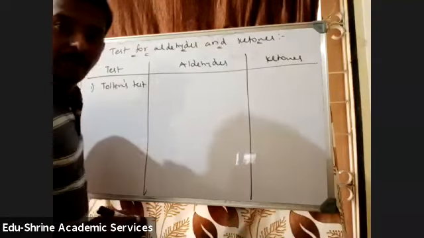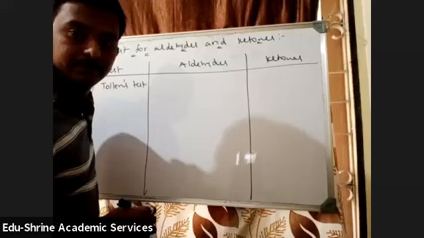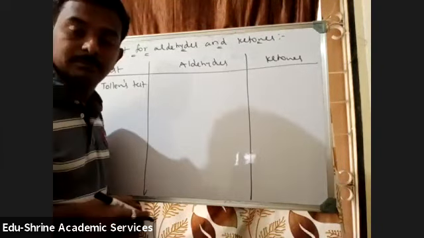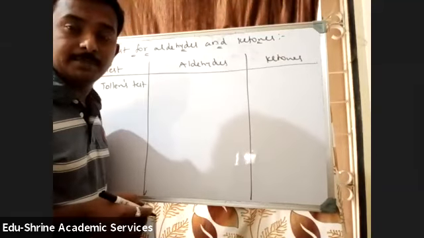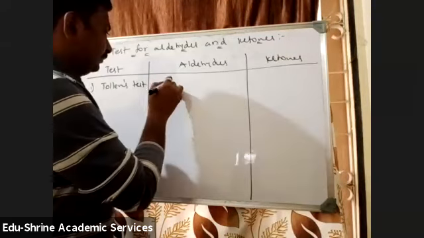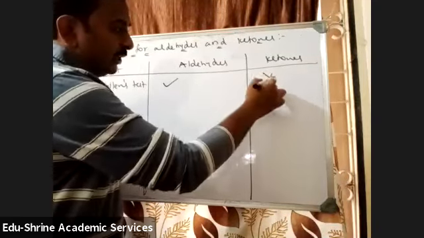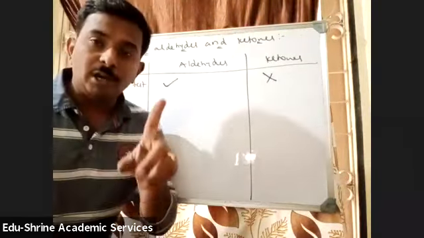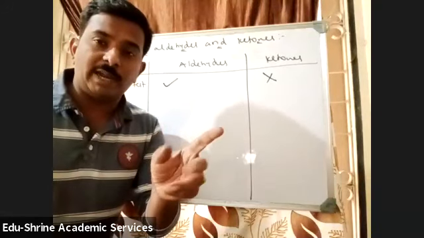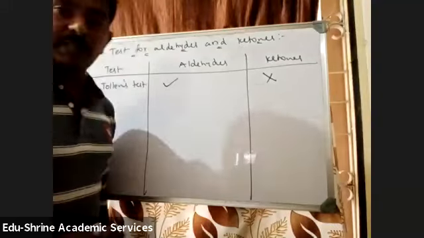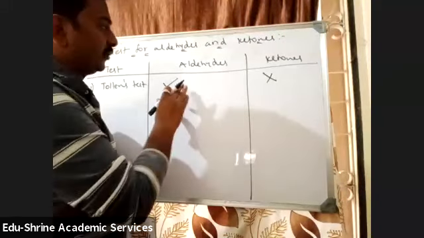Tell me, students, which will give Tollens test, aldehydes or ketones? Only aldehydes. They will give the test. Ketones will not give the test. What type of aldehydes will give? Only aliphatic or only aromatic or both? Both. Both aliphatic and aromatic aldehydes will give this test.